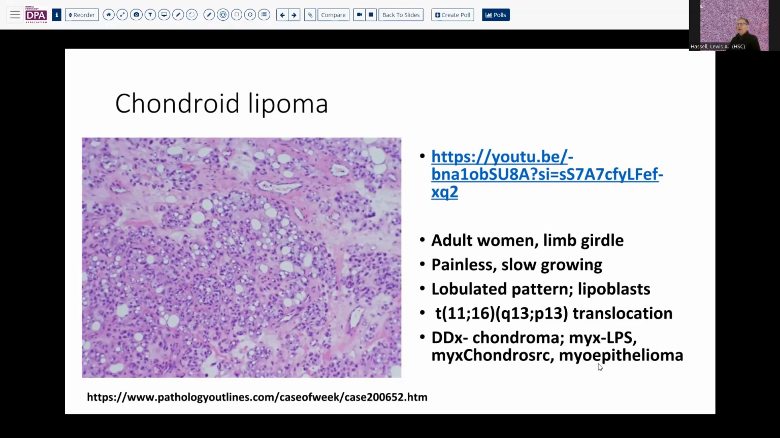And myoepithelioma could have very clear cells, of course. There, the immunohistochemistry with P63 should help you distinguish that. Now, I've included the link here to one of my colleague, Dr. Gardner's videos on this topic with a better demonstration of a digital slide than I can offer today.